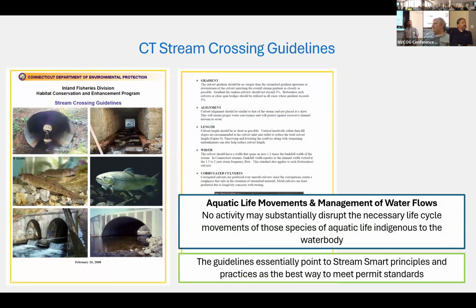And that's fine. This is a good segue. They also have their own stream crossing guidelines. They were written years ago. I consider them really dated, 2008, but they are basically based on the same principles. They're just a bit more general.